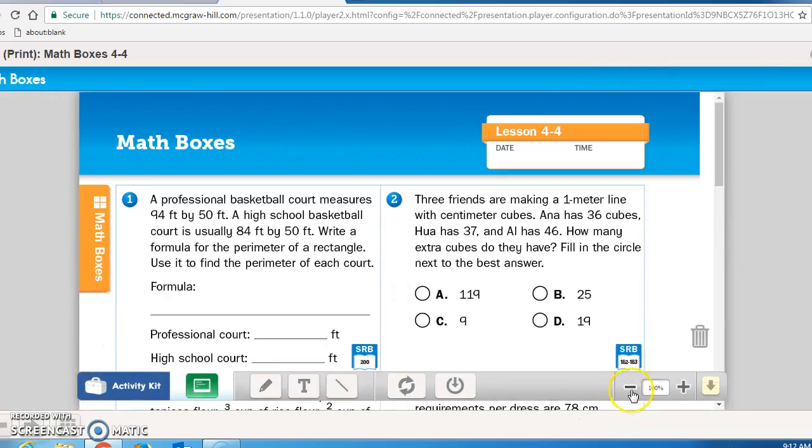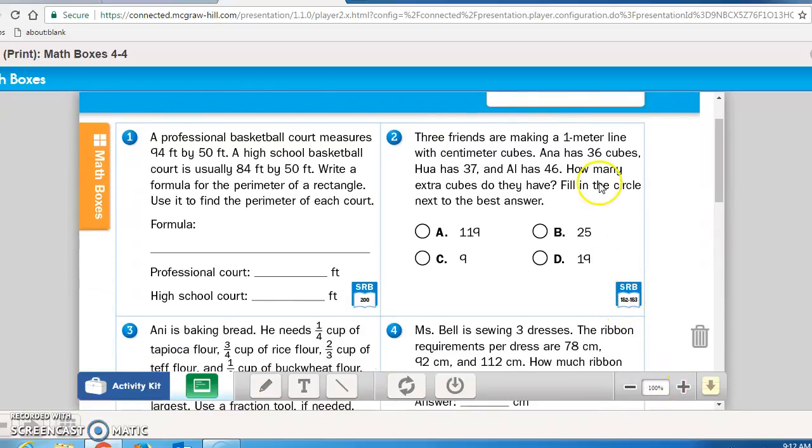I'm going to go ahead and read you a couple other problems on this page in case you need some assistance. This one says 3 friends are making a 1 meter line with centimeter cubes. Anna has 36 cubes. Hua has 37. And Al has 46. How many extra cubes do they have? Well, you're going to have to add up the cubes and figure out how many they have left over.